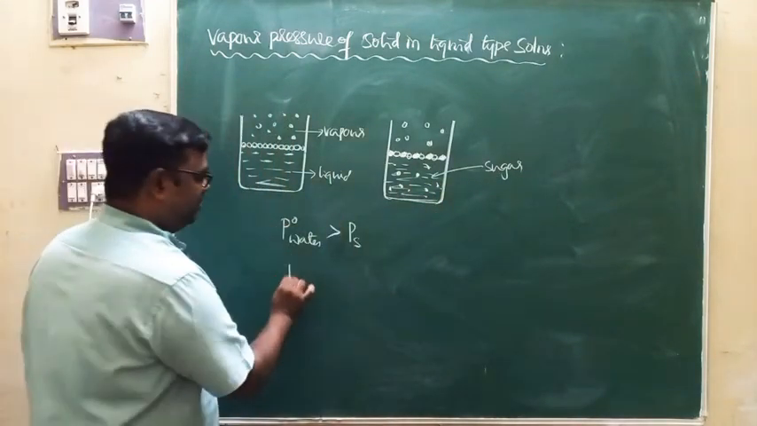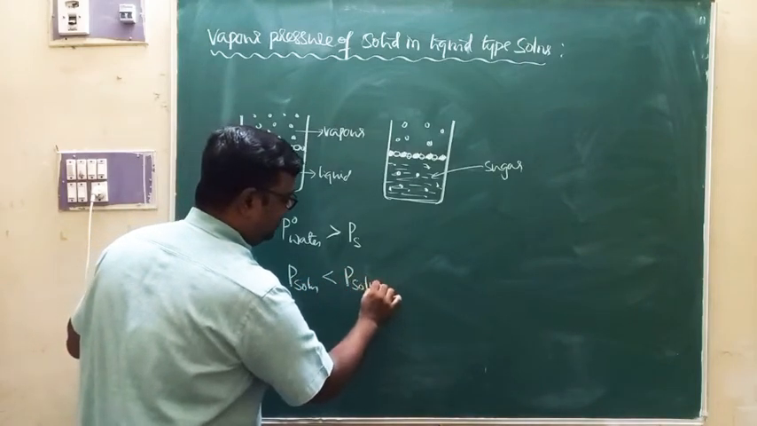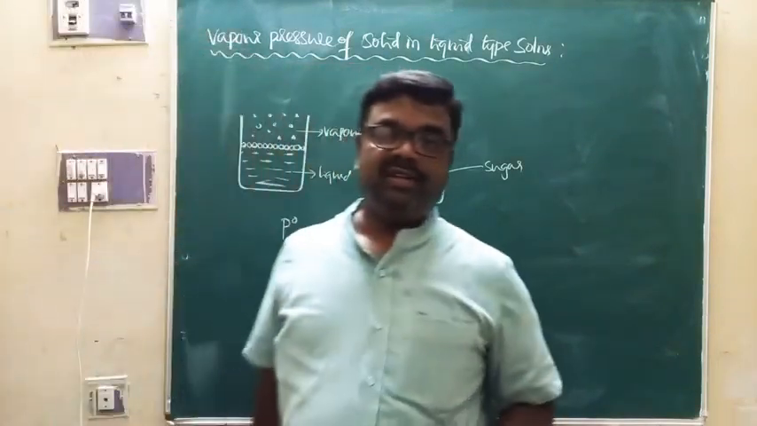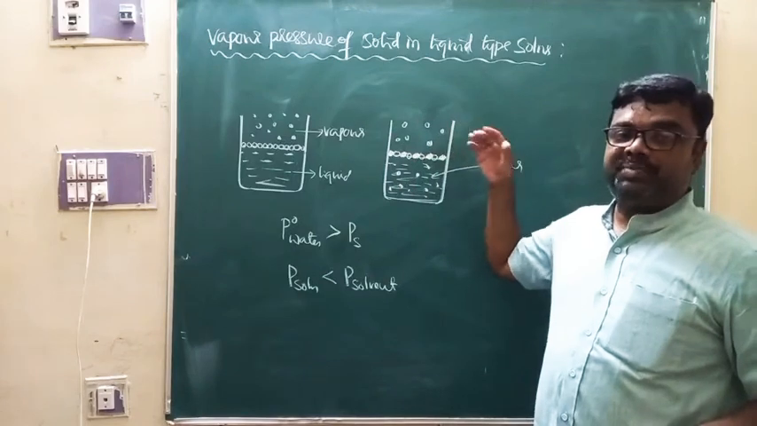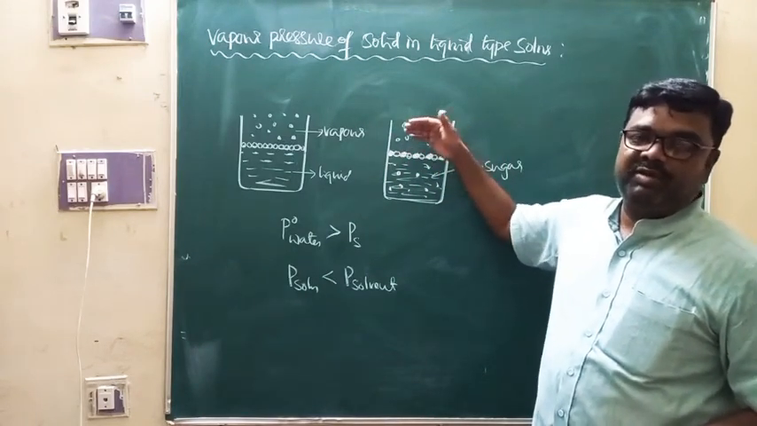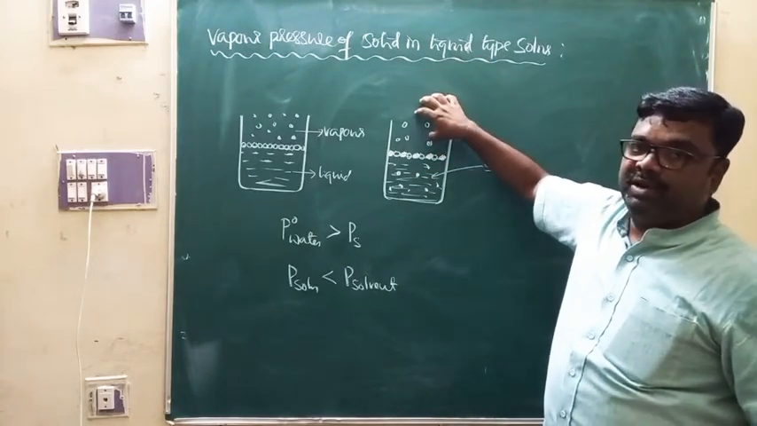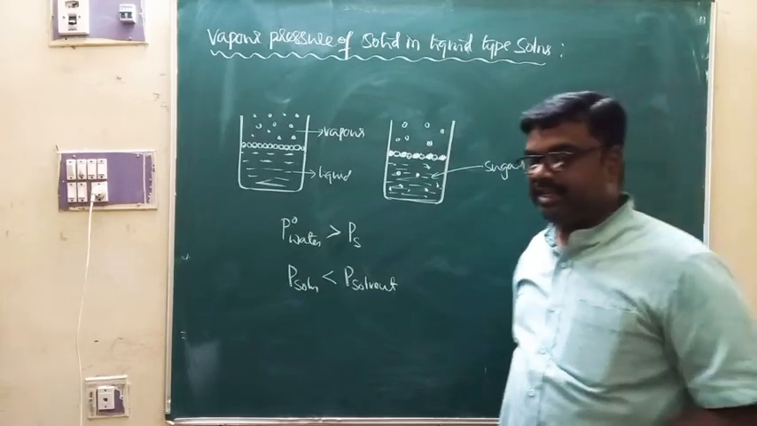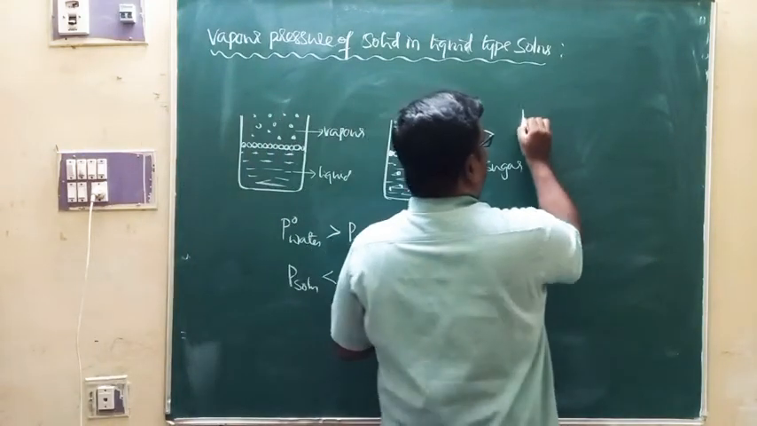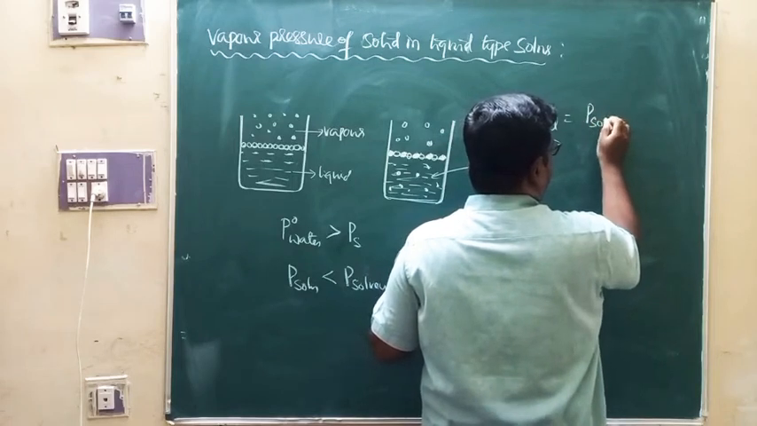Or you can say the vapor pressure of a solution is always less than the vapor pressure of the pure solvent, because in a solution the surface of the liquid is covered by non-volatile solute particles, which prevent the escape of solvent molecules into the vapor phase, and thereby the amount of vapor on the surface of the liquid decreases, and therefore the vapor pressure of the solution decreases.